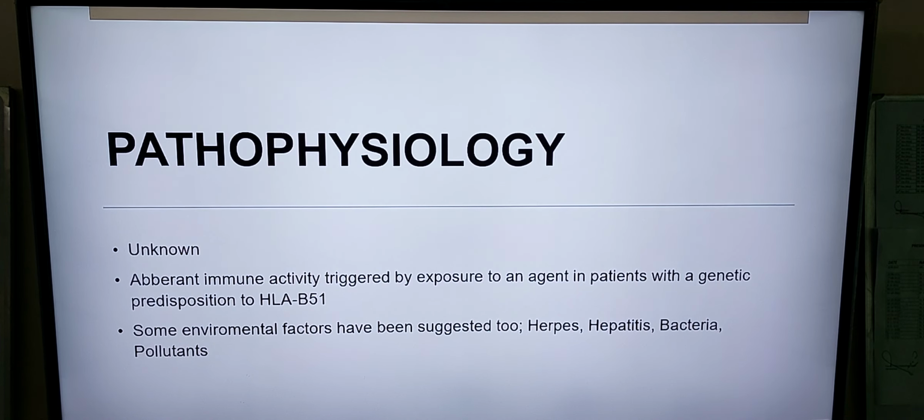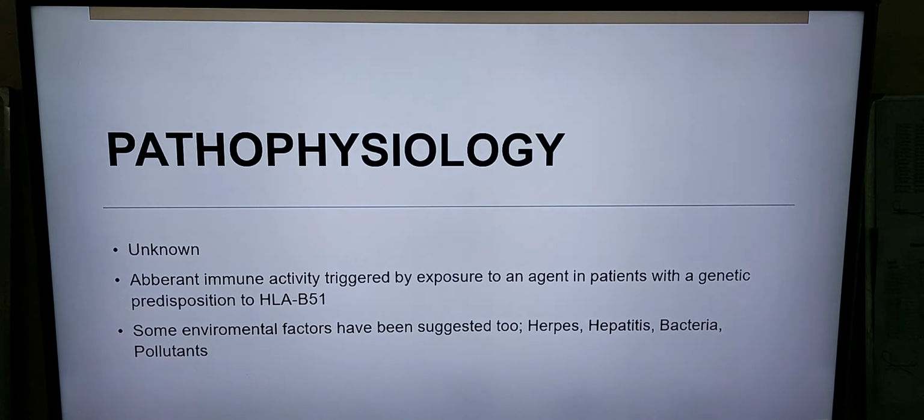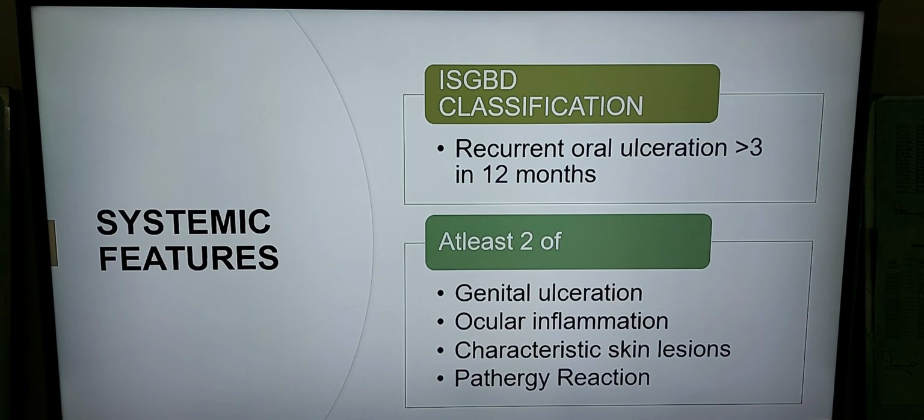So like in any other autoimmune disease process, the pathophysiology is unknown. There are, however, these two postulated theories that there is an aberrant immune activity triggered by an exposure to an agent in patients with a genetic predisposition to HLA-B51, and some environmental factors that can trigger an abnormal immune response, such as viruses, such as herpes, hepatitis, bacterial agents, or pollutants.